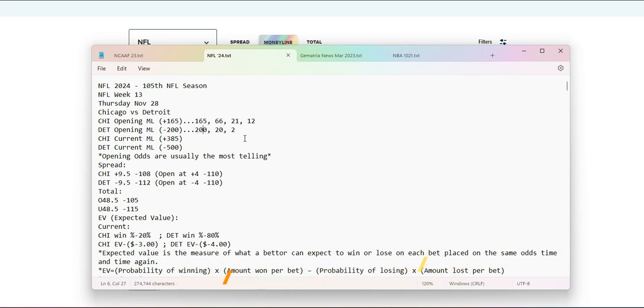200 turns into 20, which turns into 2. Separate the integers, add them together. 1 plus 65 equals 66. And that's how we get these values up here. And let's go to the spread.